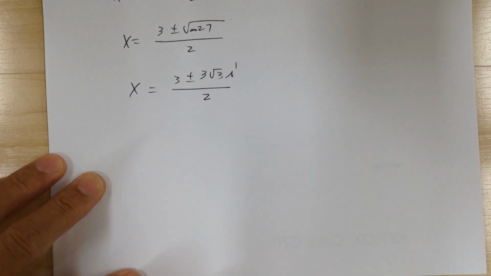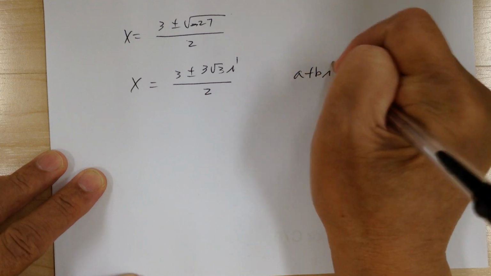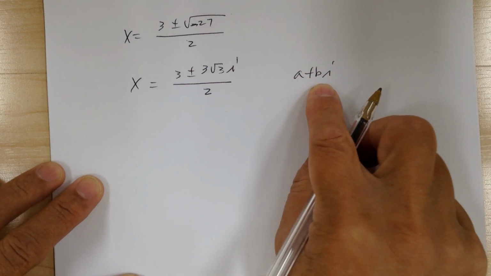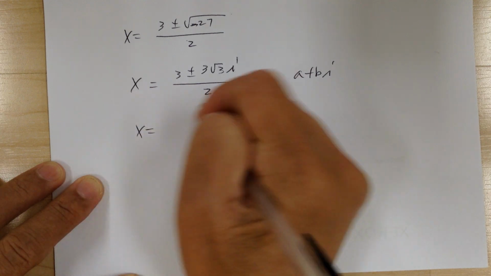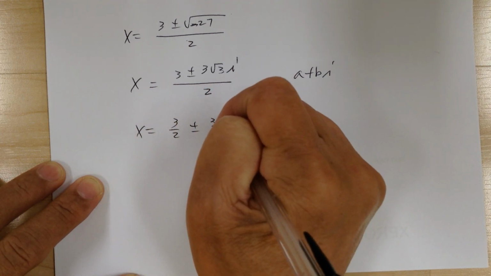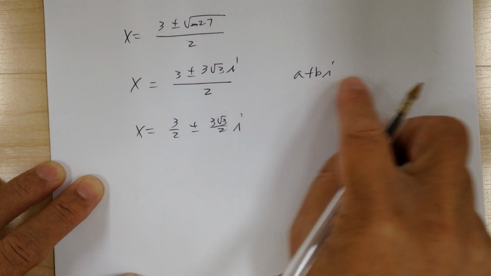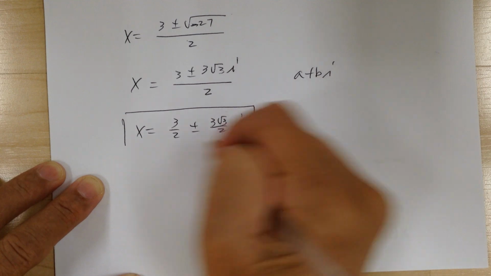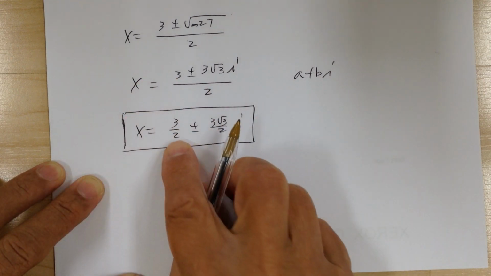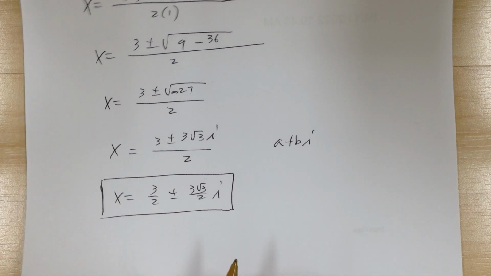Actually, when you have an imaginary number, you want to write it in the a plus bi form. It's a good idea to write a complex number in the a plus bi form. So let's separate. You got 3 over 2 plus or minus 3 square root of 3 over 2 i. That way, you put it in the a plus bi form. Get in the habit of putting it in a plus bi form. Okay, let's go to the next one.